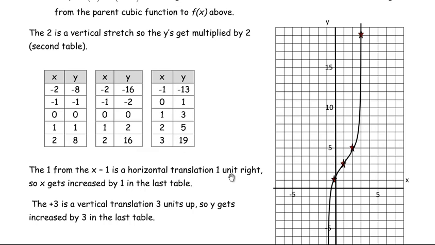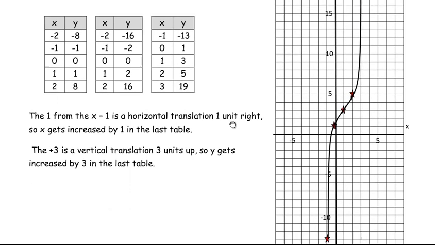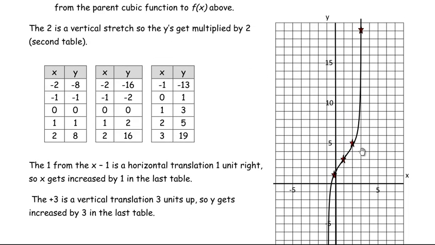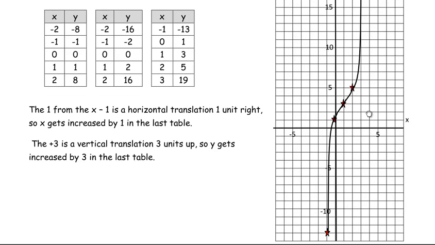And so all of those points are plotted over here. -1, -13 down here. 0, 1 would be there. 1, 3 is that point. 2, 5 is this point here, and then 3, 19 is this one here. And so we join them together, and we see the cubic shape.